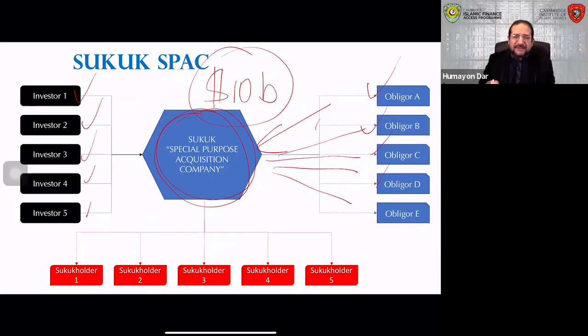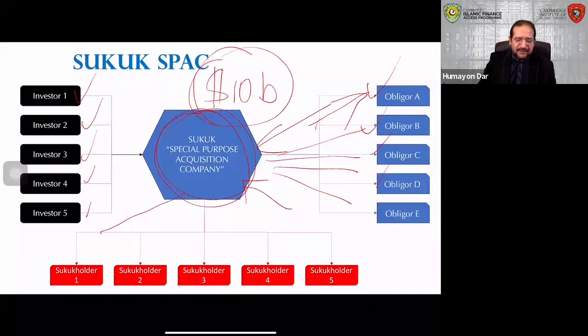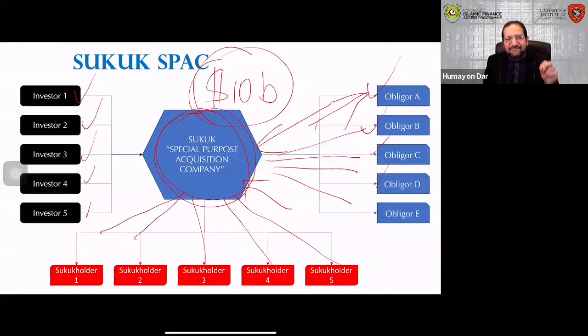Once this money has been given to them, and these Sukuk are owned by this Sukuk SPAC, through a secondary market arrangement they could be sold to different entities. So the efficiency of issuing Sukuk would improve significantly if we have a Sukuk SPAC.